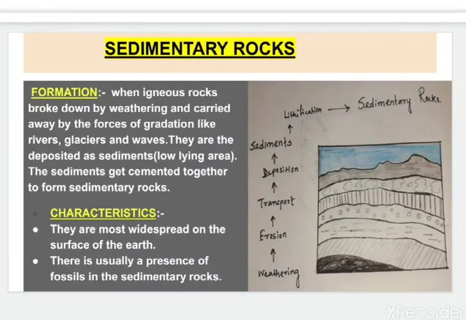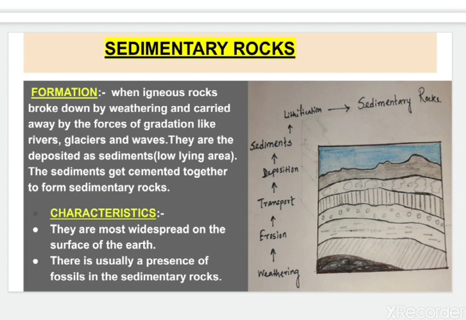We learned in the previous part that the three types of rocks are igneous, sedimentary and metamorphic. Now let's learn about sedimentary rock in detail. Let's start with the formation. When igneous rocks are broken down by weathering and carried away by the forces of gradation like rivers, glaciers and waves, they are deposited as sediments near low-lying areas or near water bodies. The sediments get cemented together to form sedimentary rocks.